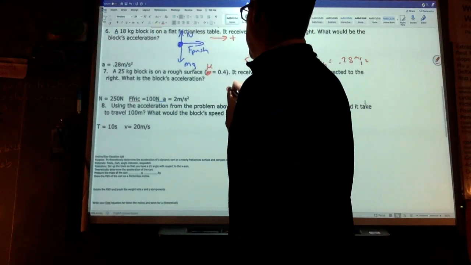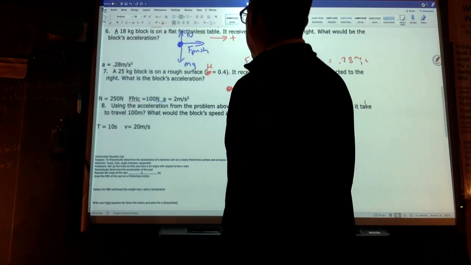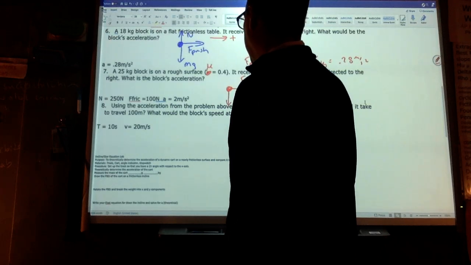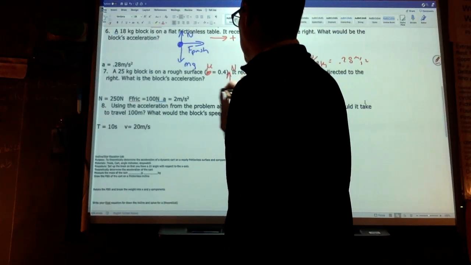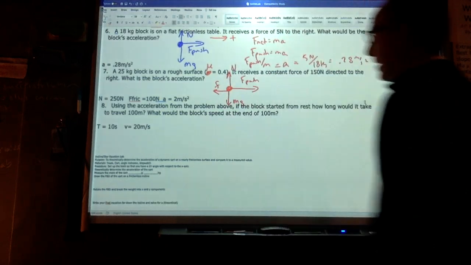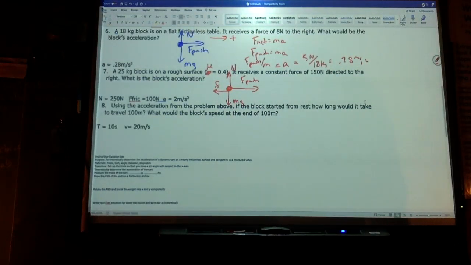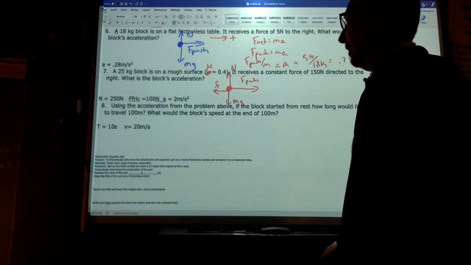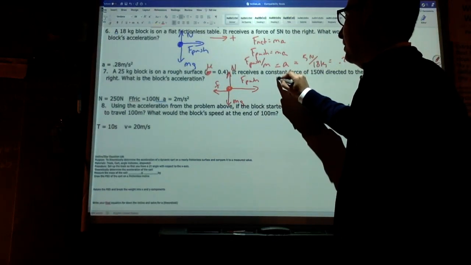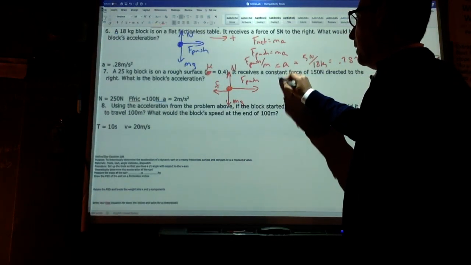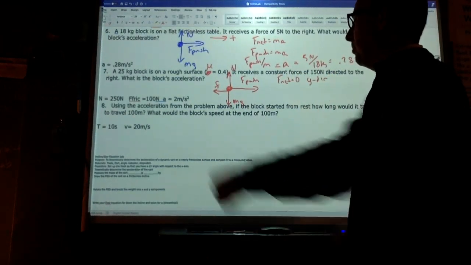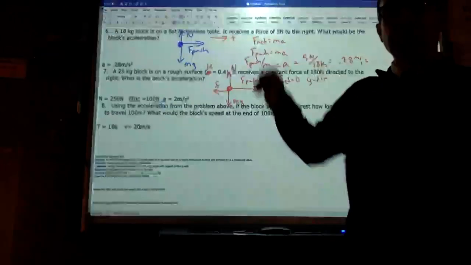All right, so this is going to be more complicated. I'm going to have a push to the right. I'm going to have a weight going down. I'm going to have a normal going up, and I'm going to have a friction that is opposing the motion. So I want to get the friction first because I know I'll have to. So I'm going to say that Fnet is going to be equal to 0 in the y direction. It's not moving. So even though it's going this way, the normal and the weight are balanced.